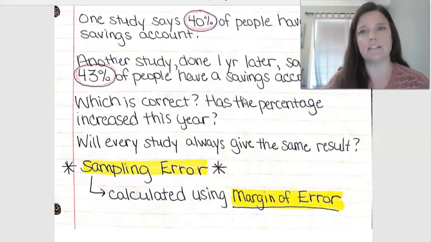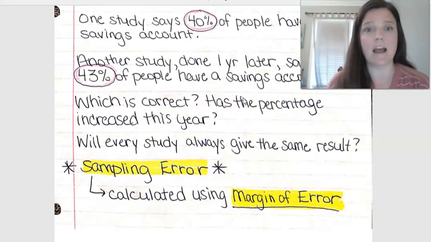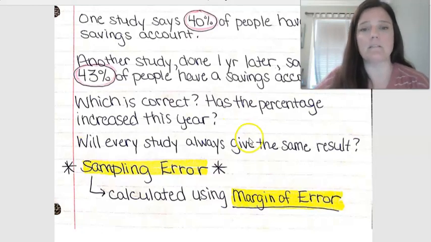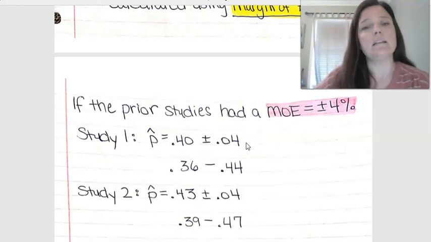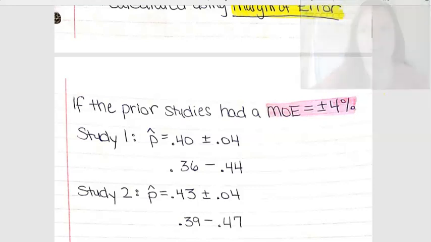And so we know that every sample is going to give us a little bit different result. Sometimes that is because there has actually been a change. Maybe there has really been a higher percentage now with a savings account, right? But it could also be due to the fact that we just took another sample. In the prior study that I was mentioning, let's say it had a margin of error of plus or minus 4%, okay?